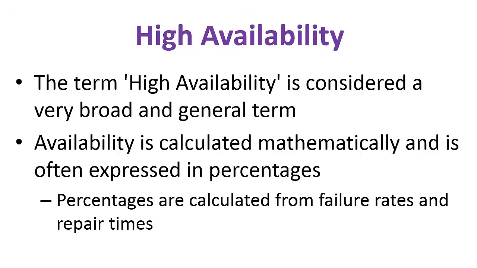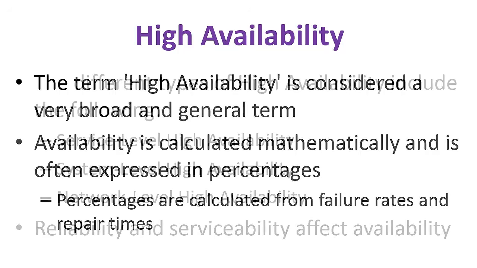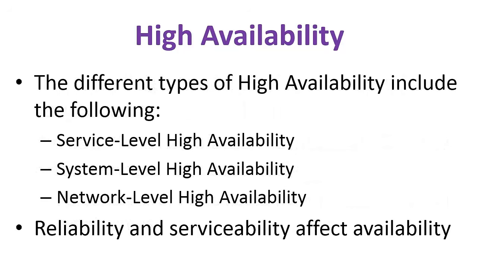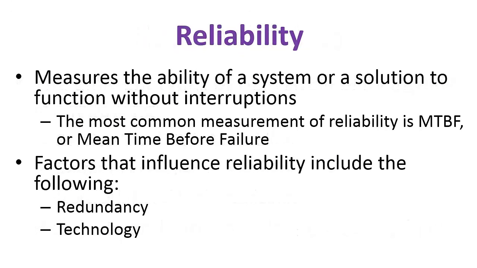Availability is calculated mathematically and is often expressed in percentages. Surely you have seen some of these calculations in your place of work. Percentages are often calculated from failure rates and repair times. So different types of high availability include service level high availability, system level high availability, and network level high availability. Let's first understand what reliability and serviceability are, because these help us understand the calculations that are used to understand if we have a highly available environment.